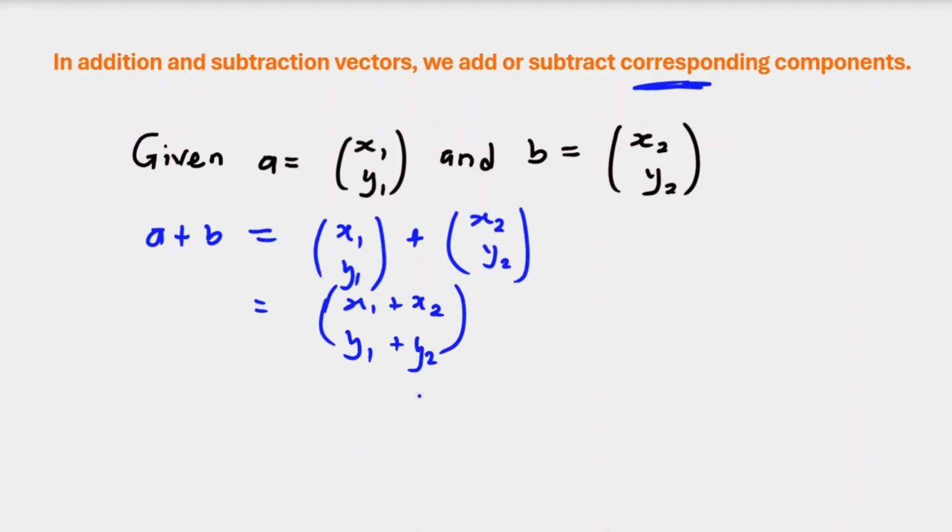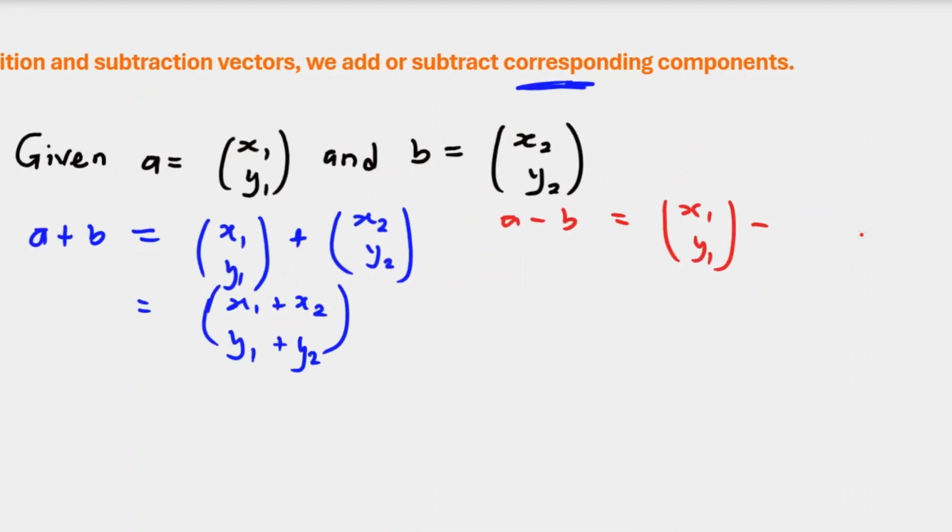Let's come to subtraction of vectors. This time we are going to subtract. So we have the vector A minus the vector B. Let's do substitution like we did in the first one. Vector A has component x sub 1, y sub 1. This time the operation is minus. The vector B has component x sub 2, y sub 2.